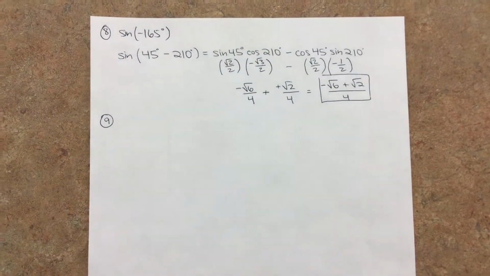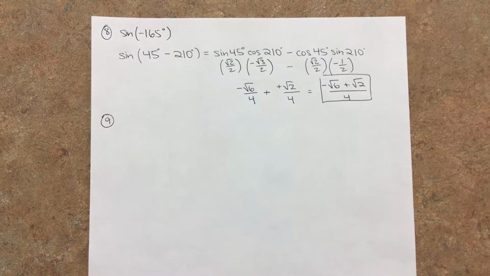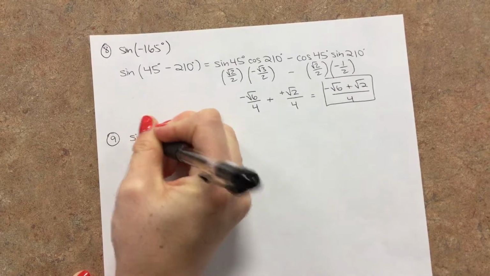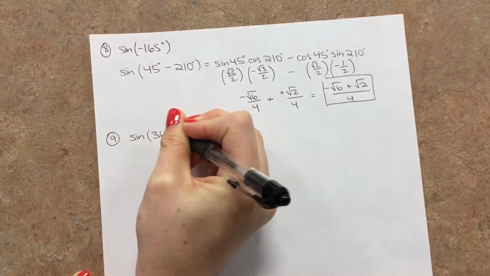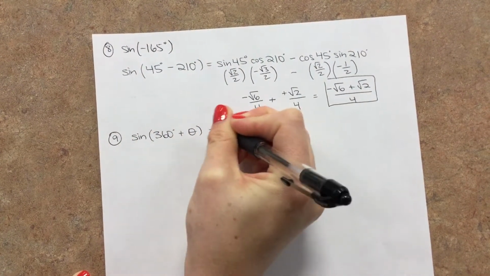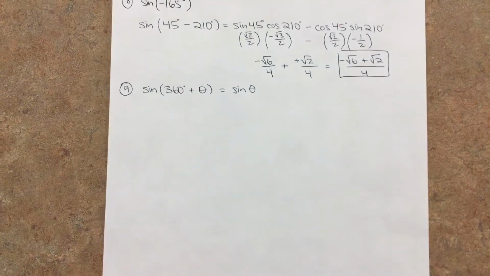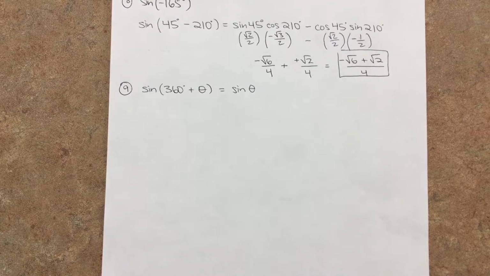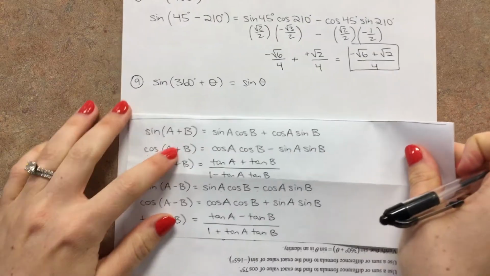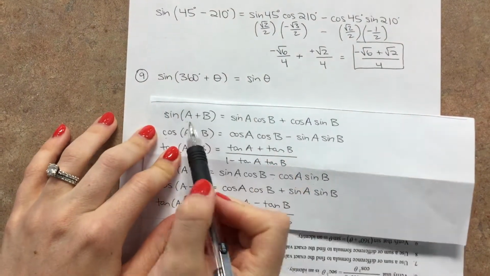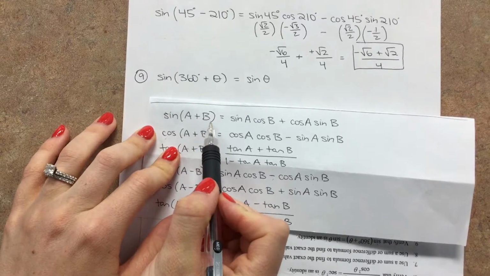Okay, so you'll have one like 7 or 8, and then you'll have one like number 9 where you're verifying an identity. So number 9 was also using a sum or difference formula. And I think I actually wrote use a sum or difference formula to verify this identity. So this one, for number 9, you would use the sine with the addition. So we're going to start with this left-hand side because that's the more complicated side. So we're going to sub it into this formula right here.